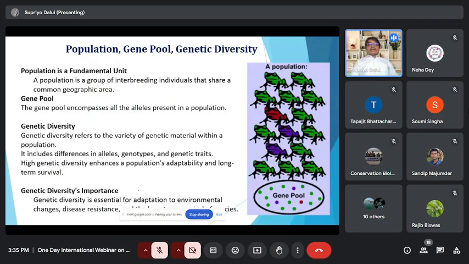and then I will come to the point of population, gene pool, and genetic diversity. So what is a population? Population is a fundamental unit. Population is a group of interbreeding individuals that share a common geographic area.